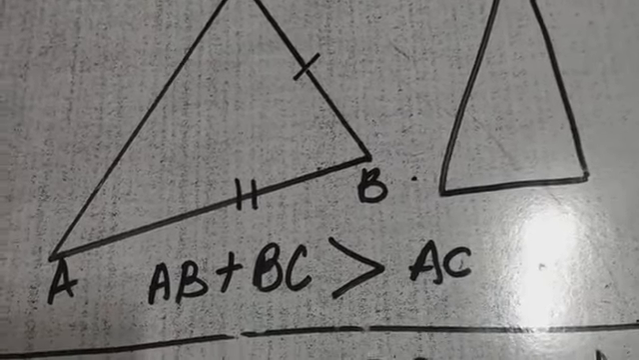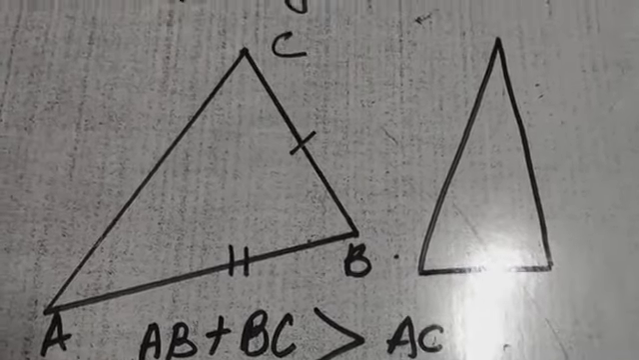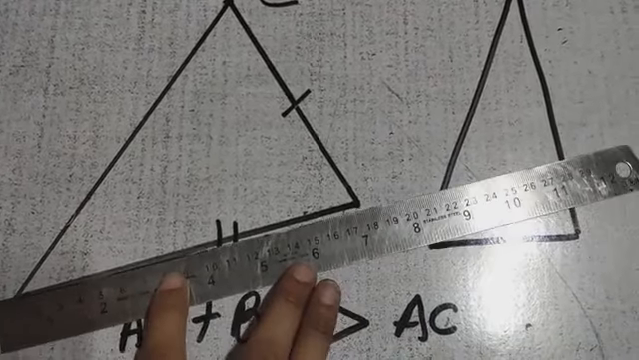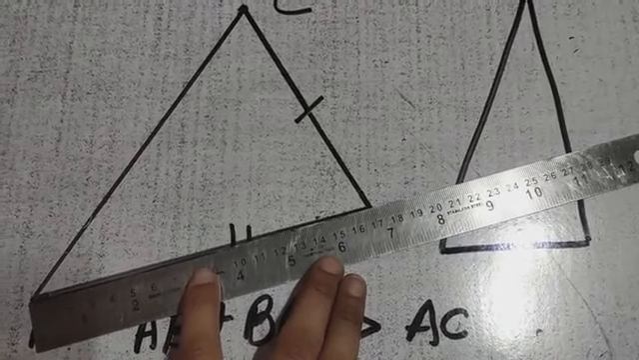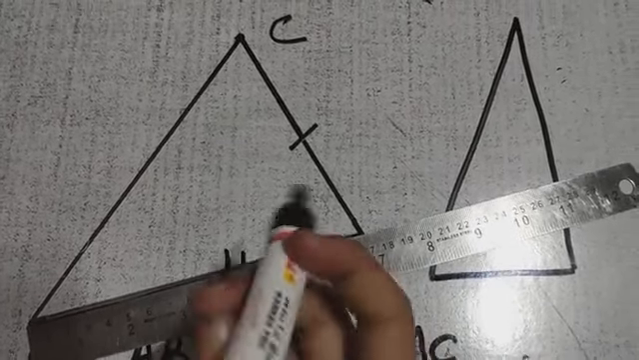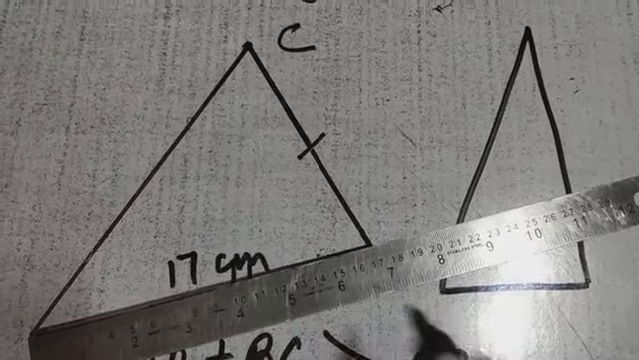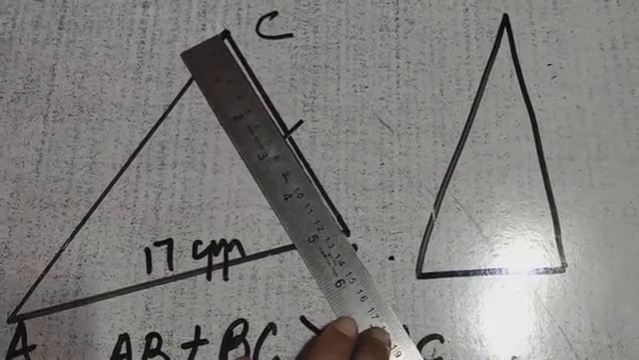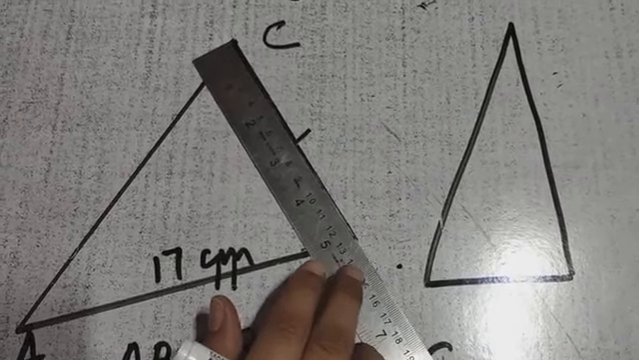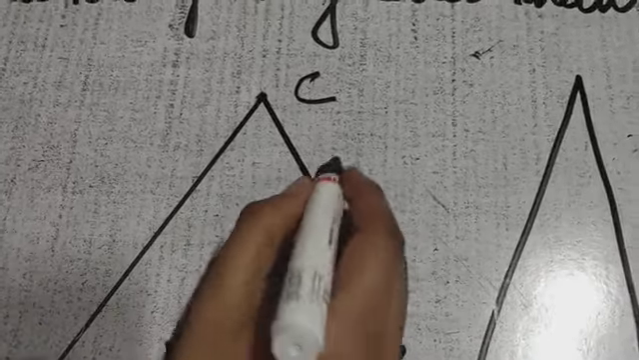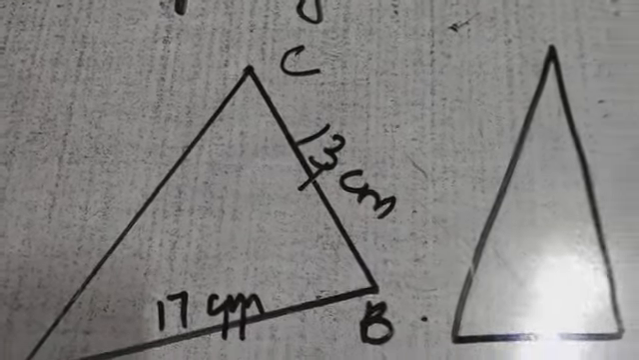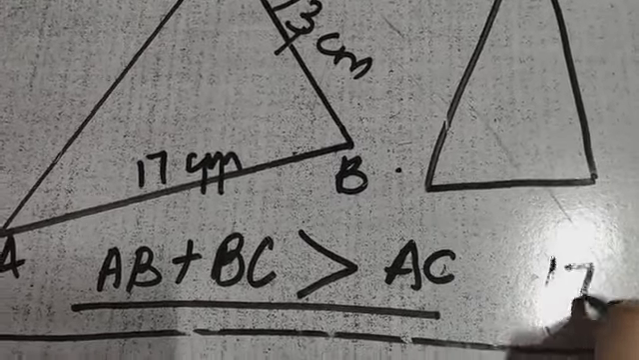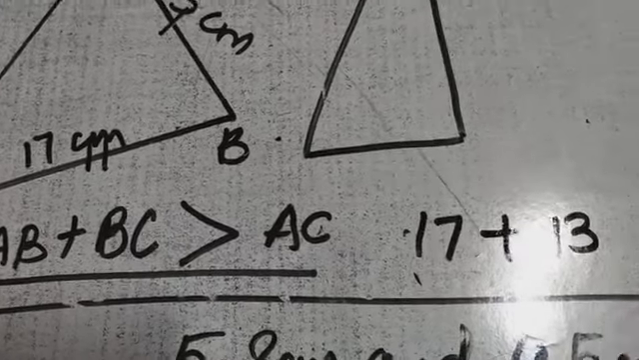How? We'll measure this. First let us measure side AB. This is around 17 centimeters. Now we'll measure line BC. This is 13 centimeters. So for this we'll do 17 plus 13.